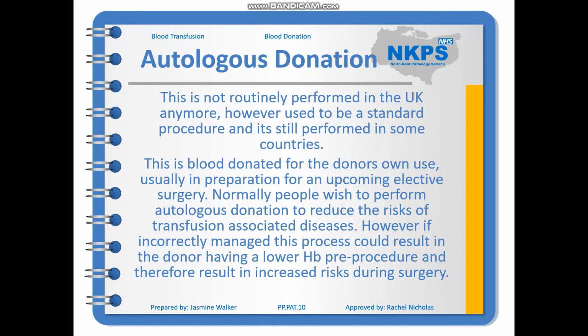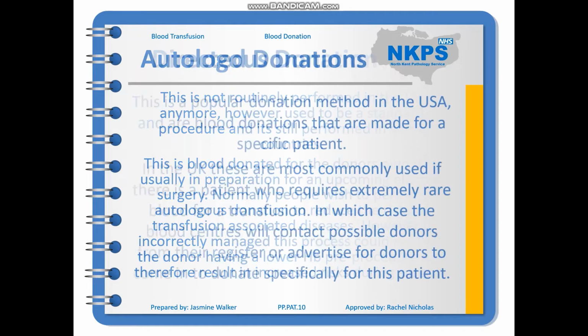if incorrectly managed, this process could result in the donor having a lower Hb pre-procedure and therefore result in increased risks during surgery. In general, if you go into surgery and you have a low hemoglobin before they cut you open, you're at a much higher risk of having bad outcomes of that surgery than if you go in with a very stable, good, healthy hemoglobin level.